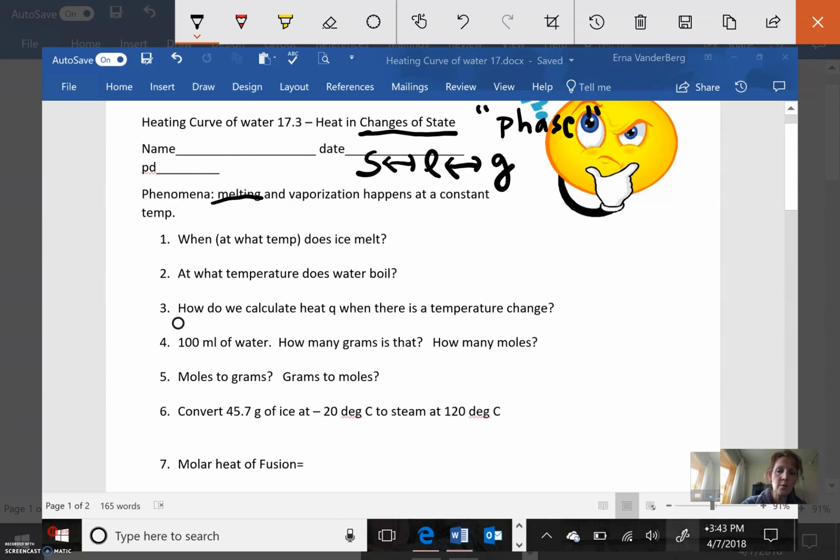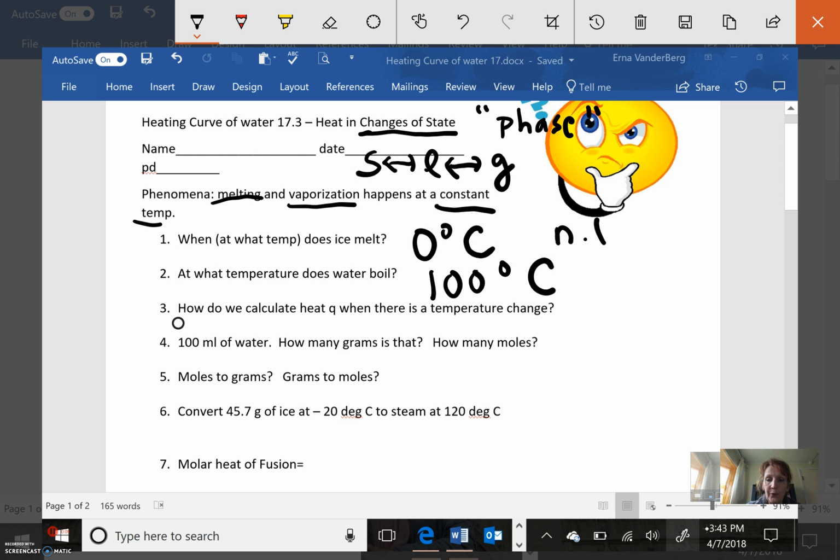So melting and vaporizing are words we use, but they happen at a constant temperature, meaning while ice is melting, the temperature remains at 0 degrees Celsius. While water is vaporizing, the temperature remains at about 100 degrees Celsius. This is the normal freezing point of water, and this is the normal boiling point, or vaporizing point.